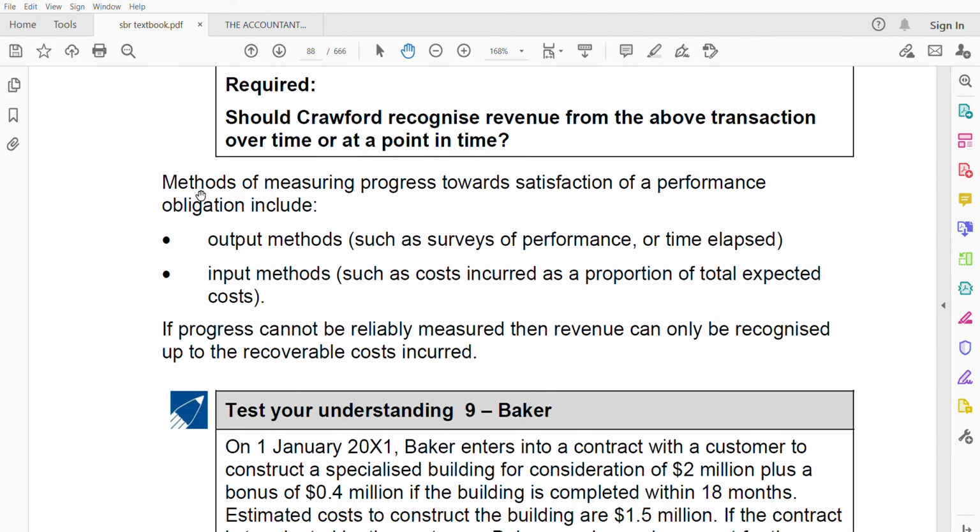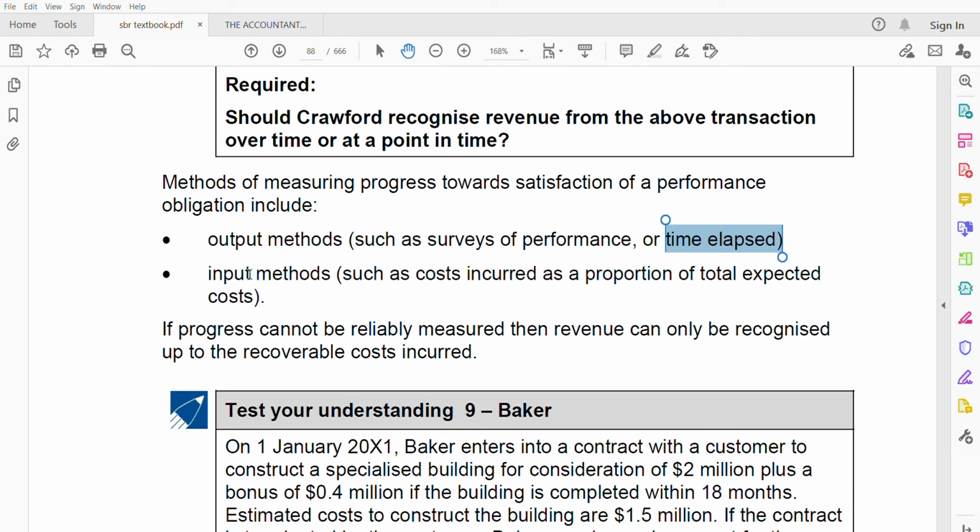Next, methods of measuring progress towards satisfaction of performance obligation include: how do you measure the progress over the time when you are seeing whether you satisfy the performance obligation or not? One is known as output method, the other one is known as input method. What is output method? You take a survey of the performance or time elapsed. You see how much time they have taken, how much time went by. So based on that, you know by at least by now this much I've completed.